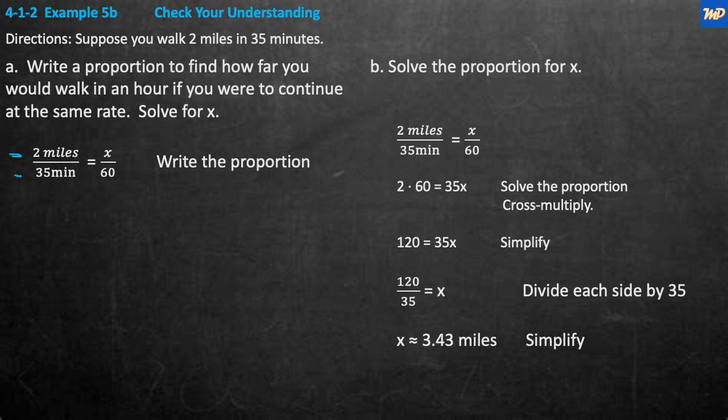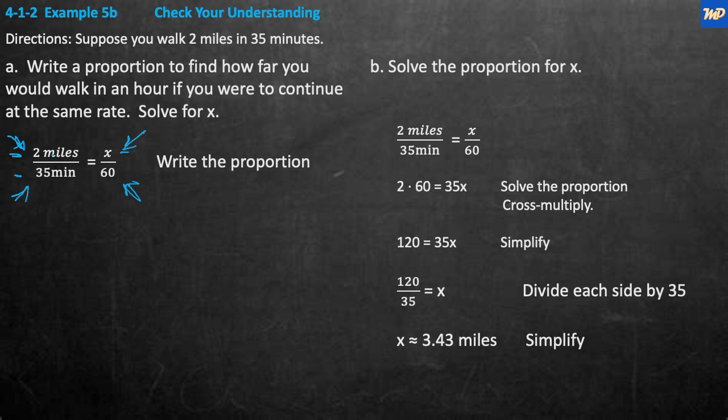Because they want to know how far you can go in 1 hour if you walk the same rate. So what we're going to do is say x, the distance, is how far we can go, because this is distance over time. This is our relationship, right? So 2 is to 35 as x is to 60. So there's our proportion. Now we're going to solve it.